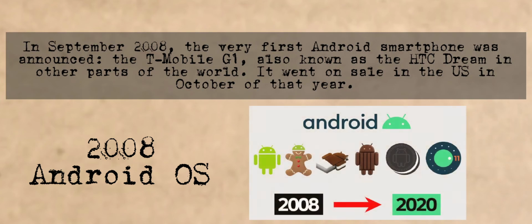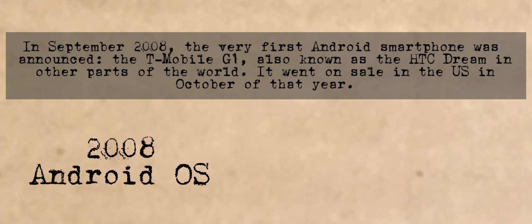Then in 2008, Android OS. In September 2008, the very first Android smartphone was announced, the T-Mobile G1, also known as the HTC Dream in other parts of the world. It went on sale in the US in October of that year.